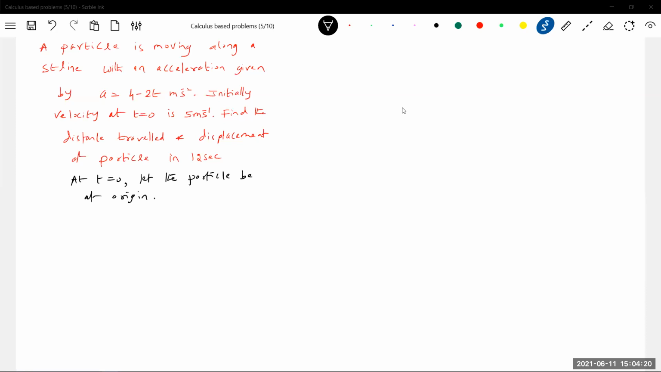Sir, we can draw the a-t graph and also we can do it that way. Your wish, I won't answer any method. If you are very good in graphs, plot the graph and work it out.